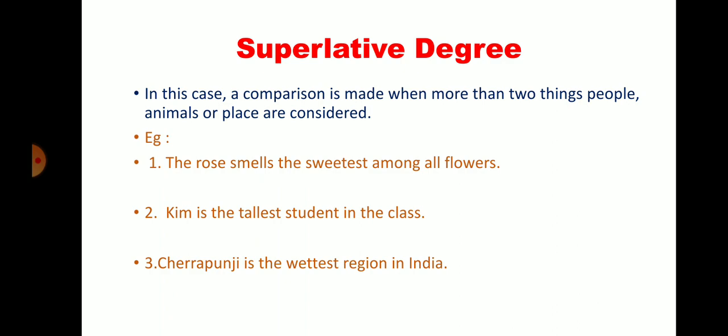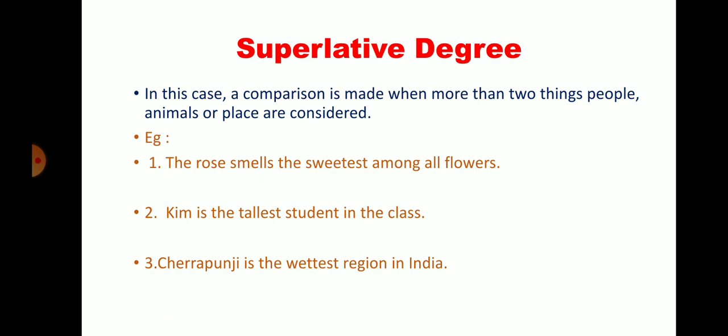Coming next is the superlative degree. In this case, a comparison is made when more than two things or people or places are considered. So here what is happening, two people are not there, two places are not there. We are talking about more than three. We are talking about more than two people, which comes into three, four, five. It goes on. The rose smells the sweetest among all the flowers.